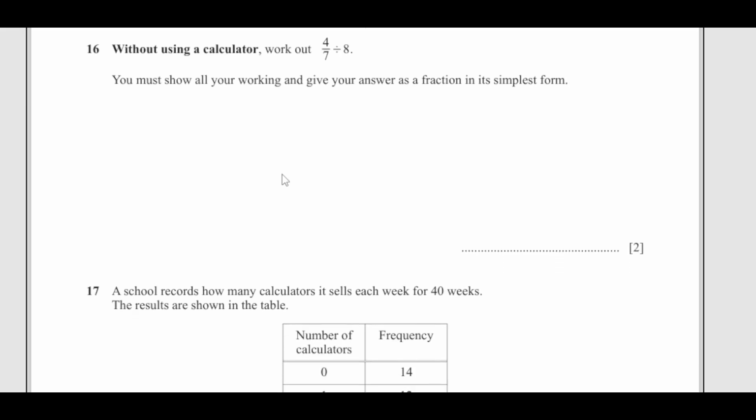Now let's see next question. Number 16, without using a calculator, work out 4 over 7 divided by 8. 8 over 1 I can write down. You must show all your working and give your answer as fraction in its simplest form.